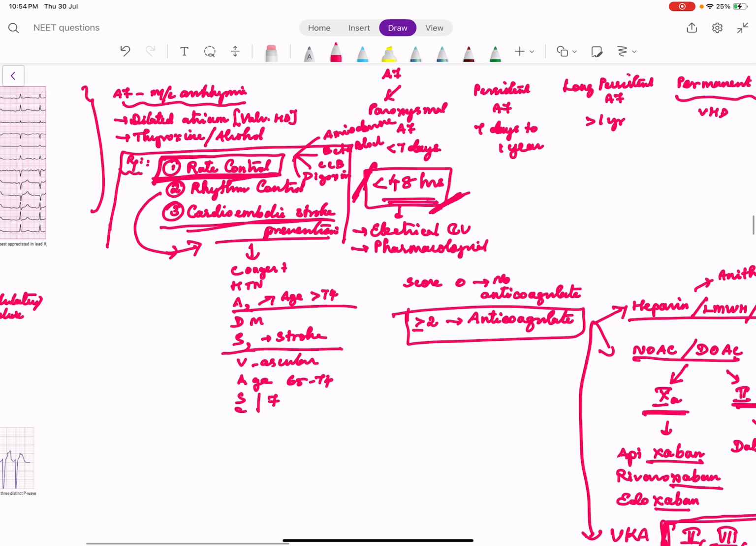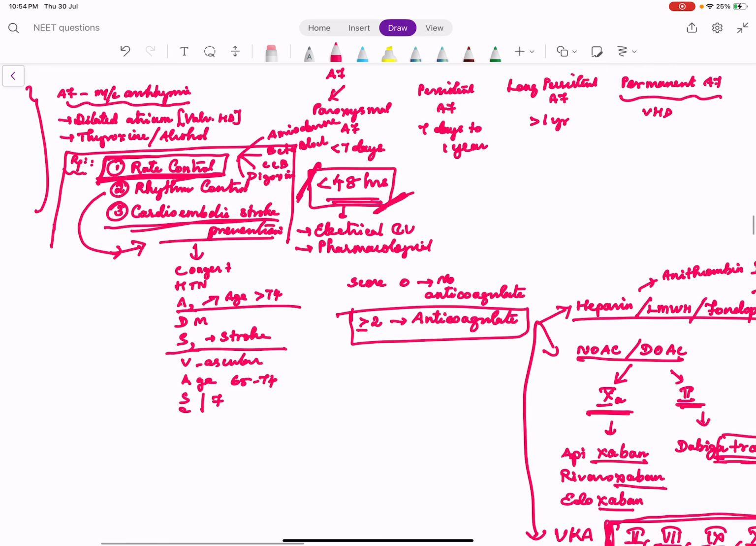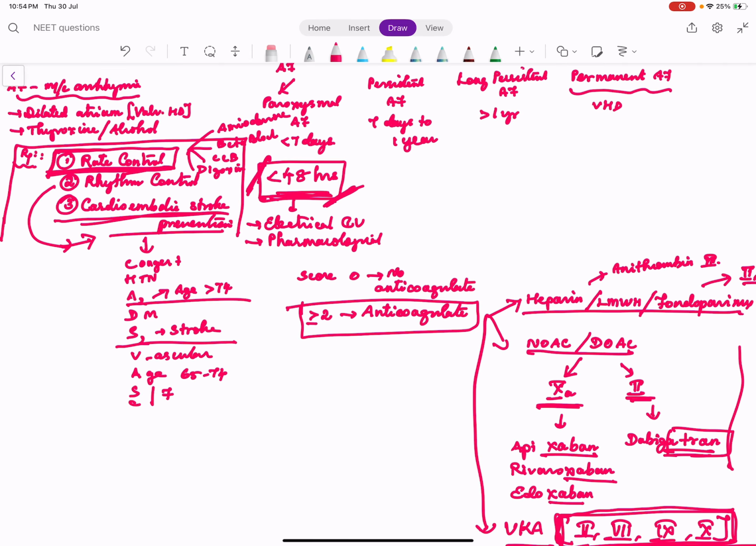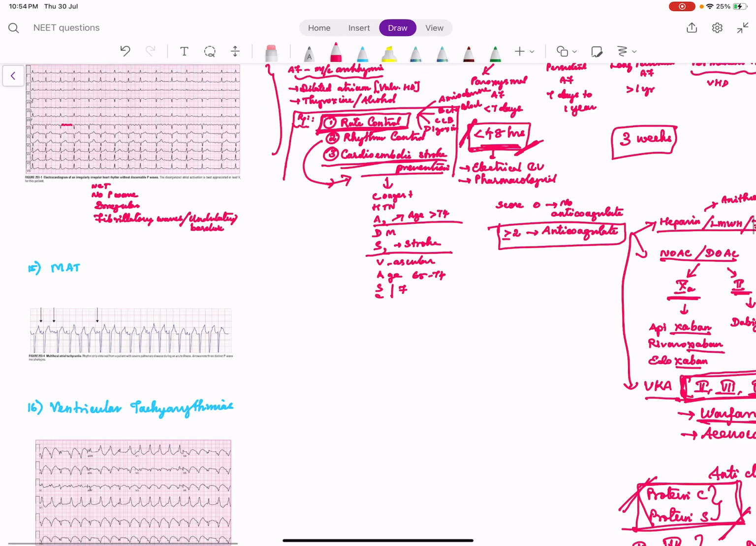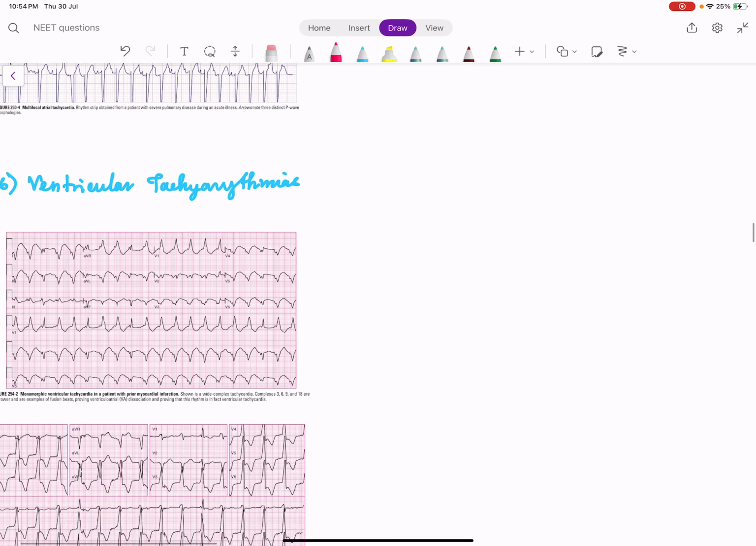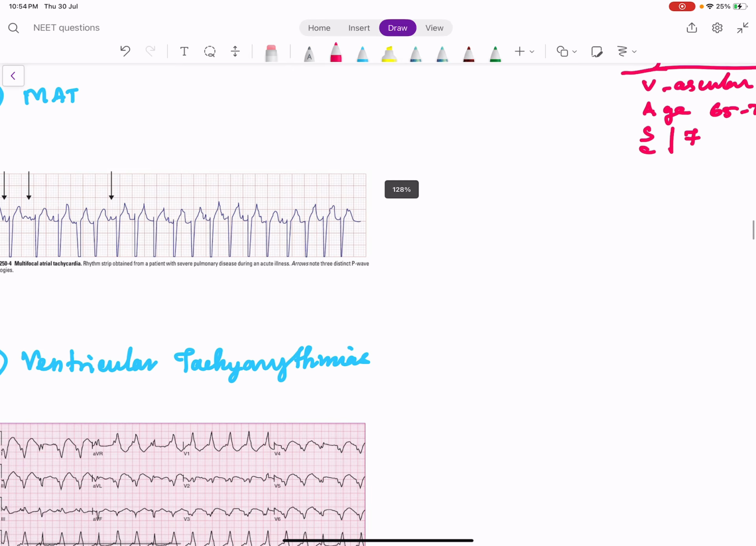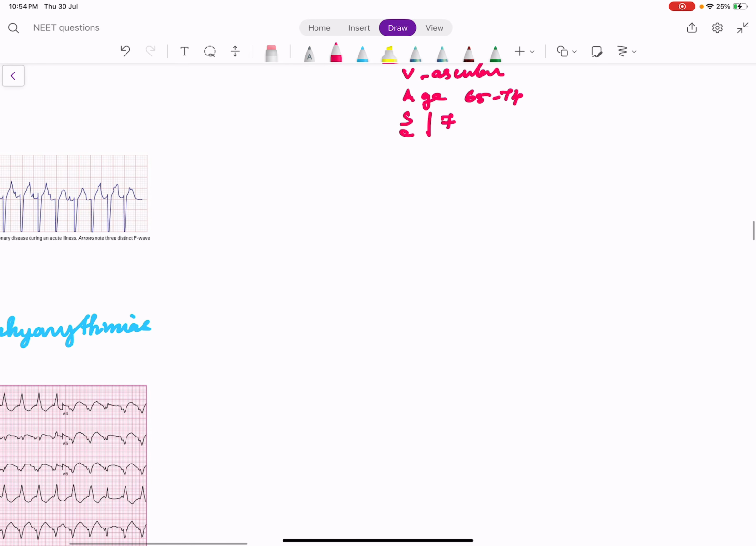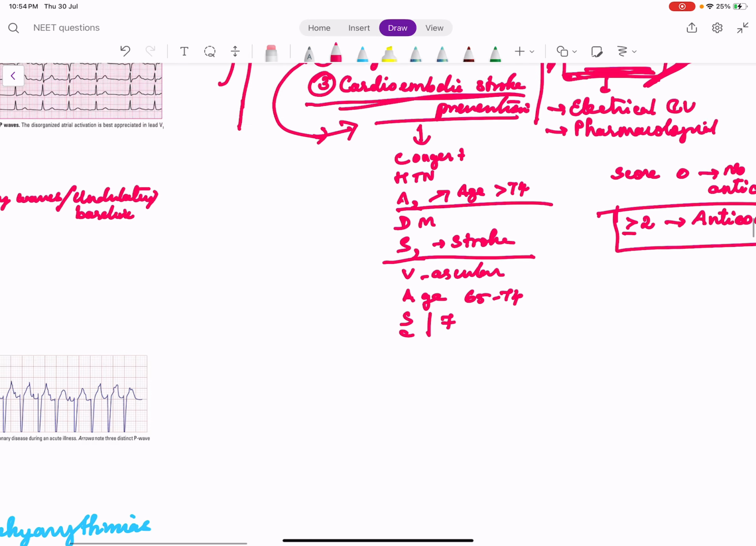Rhythm control, already told, is either by electrical cardioversion or pharmacological cardioversion, done only when AF is less than 48 hours duration, or when the duration is unknown, we always anticoagulate for 3 weeks before controlling rhythm. So this is about AF and its management. We must know everything because it is commonly asked. So please remember the CHA2DS2-VASc score.